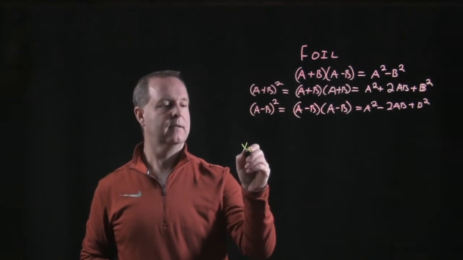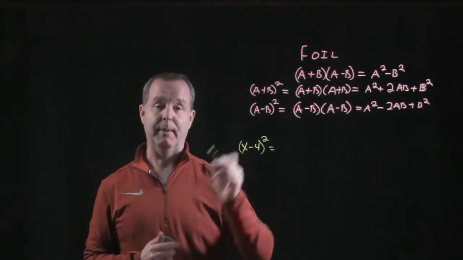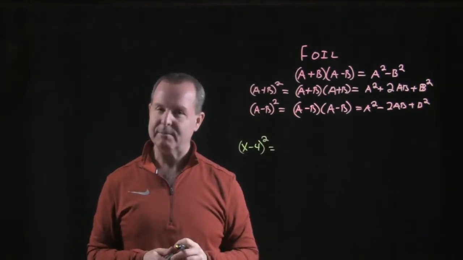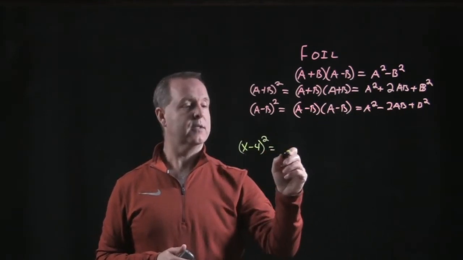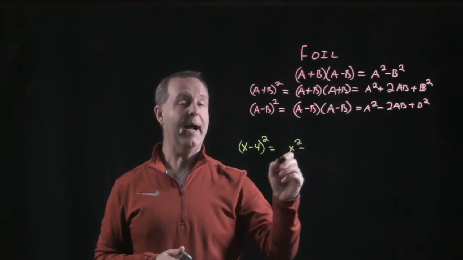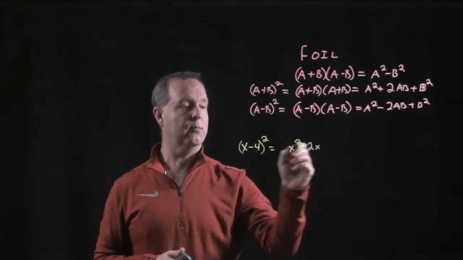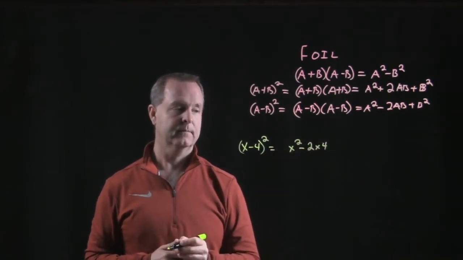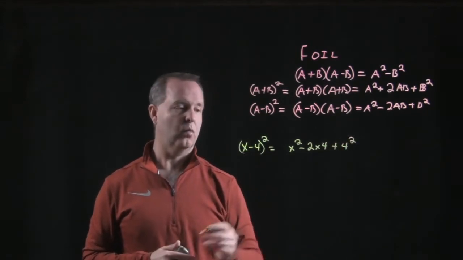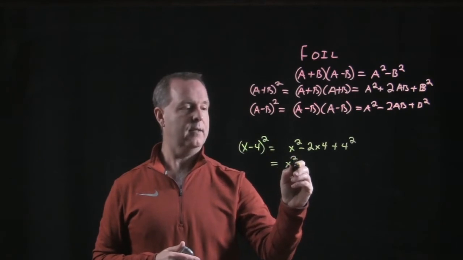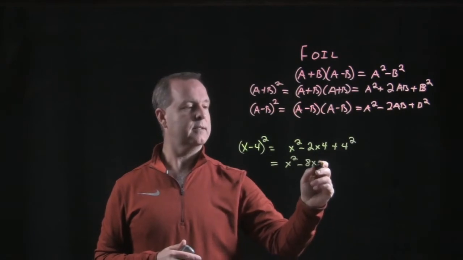So x minus 4 squared. I notice it follows this pattern, obviously because we're trying to create an example of showing you how this works. So it's the first term squared, which is the A, so it's going to be x squared, minus 2 times the first term, x, times the last term, which is a 4, plus the last term squared. Work that out: x squared minus 8x plus 16.